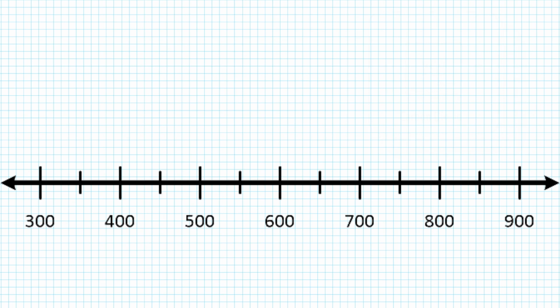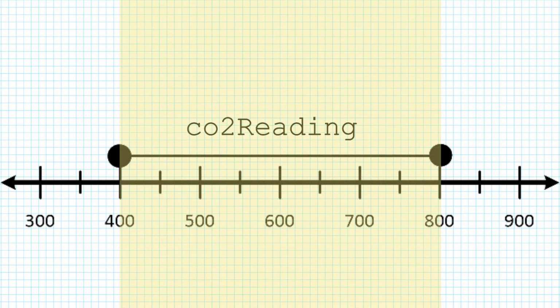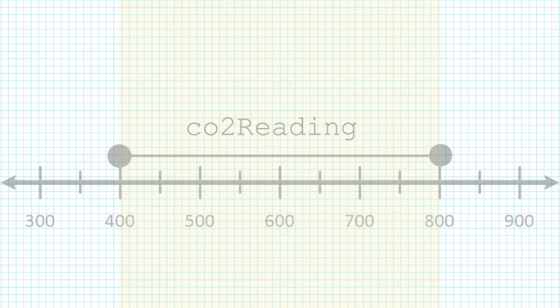Let's say we want to monitor that the value is between 400 and 800, including the endpoints. I've drawn filled circles over the endpoints and a line between them. Imagine that the CO2 reading is in a variable called CO2 reading. Then I will want to write a Boolean expression that will evaluate to true when the value in CO2 reading is on this line, so between 400 and 800 inclusive.